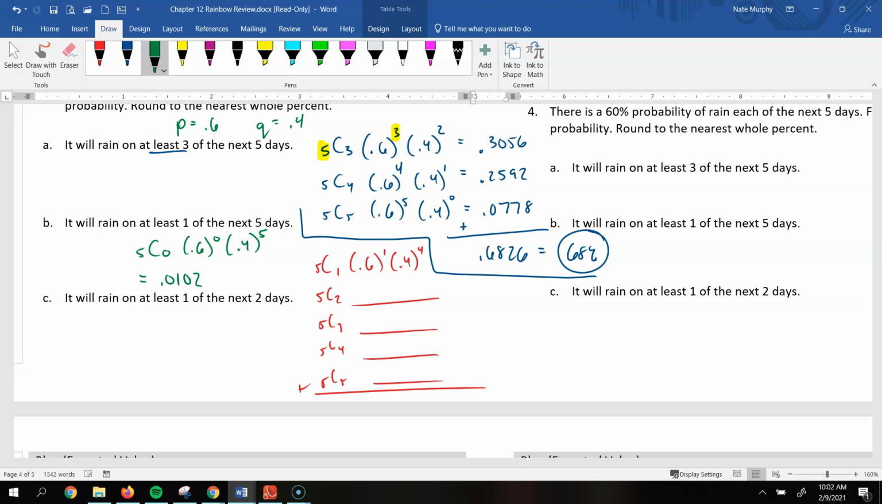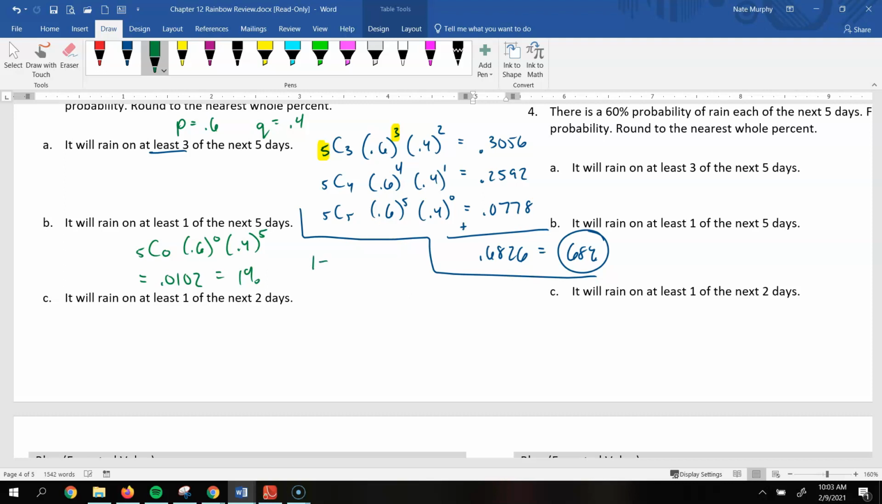So that means we'd have a 1% chance of it not raining at all. Well, if we change this to a percent, it would be 1%. If we have a 1% chance of it not raining at all, that means if we subtract that from 100, or if we took 1 minus 0.0102, it's the same idea, we'd get that there's a 99% chance of it raining at least 1 of the next 5 days. Okay, so let me just erase all that.